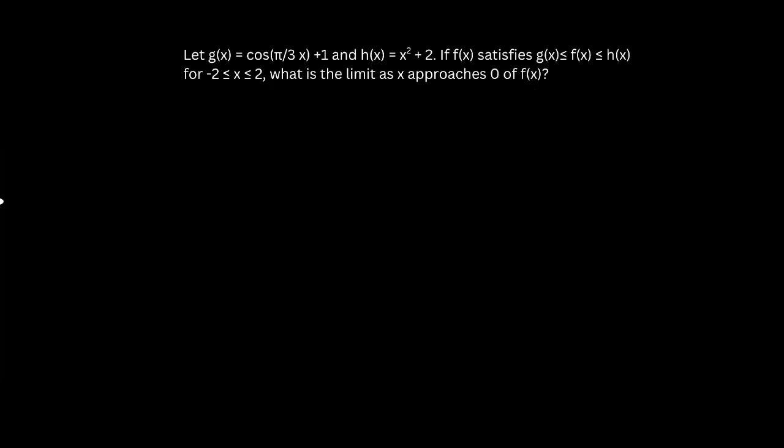All right, in this problem, we're told that g of x is equal to the cosine of pi over 3 times x plus 1, and h of x is equal to x squared plus 2. If f of x satisfies g of x is less than or equal to f of x, which is less than or equal to h of x, for negative 2 less than or equal to x, which is less than or equal to 2, what is the limit as x approaches 0 of f of x? If you want to take a minute and pause the video and approach this problem as we have done with the previous problems, then give it a shot.